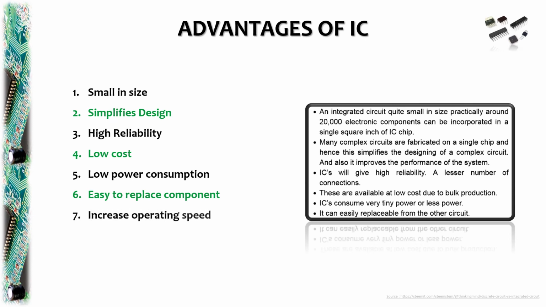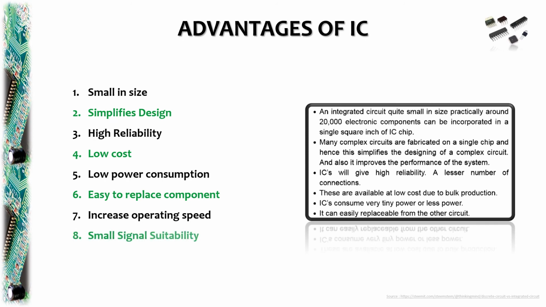Then the seventh advantage is increased operating speed. Yes, an IC can increase the operation speed because parasitic elements such as capacitors are omitted. We are using only transistors. Parasitic elements can decrease the speed, but because we are using transistors, of course it is going to increase your operating speed.